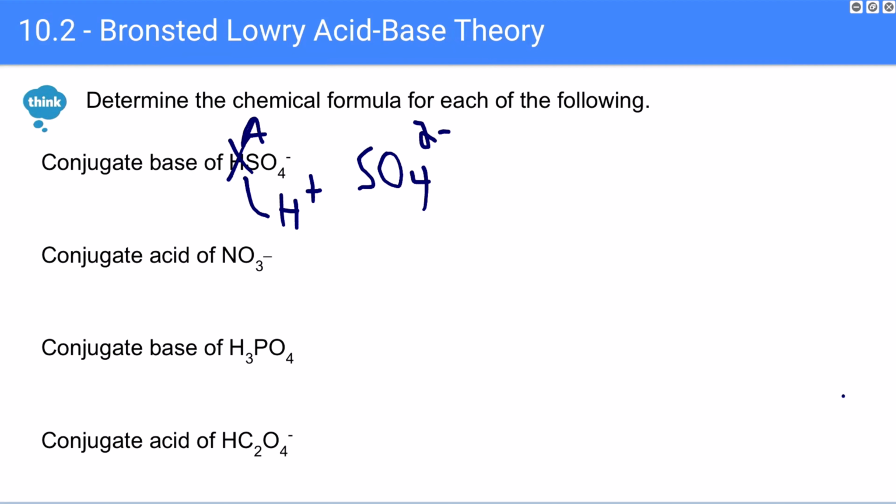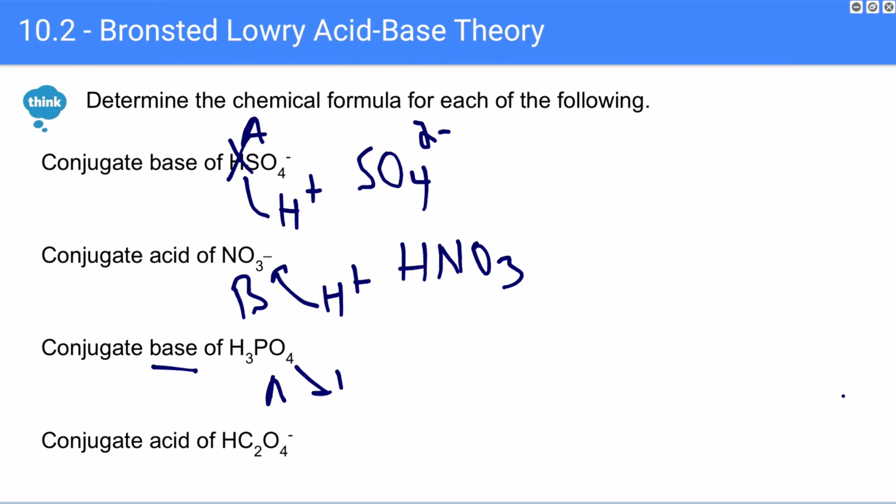I want the conjugate acid of NO3 minus. So this is the base. So what we're going to do is add a hydrogen. Again, keep track of your charge as you do this. Positive and negative will cancel. So the answer to this is going to be HNO3. Just like that. We want the conjugate base of H3PO4. So again, this is going to behave as an acid. So it's going to lose a hydrogen. So we end up with H2PO4, and that's going to have a minus charge on it.